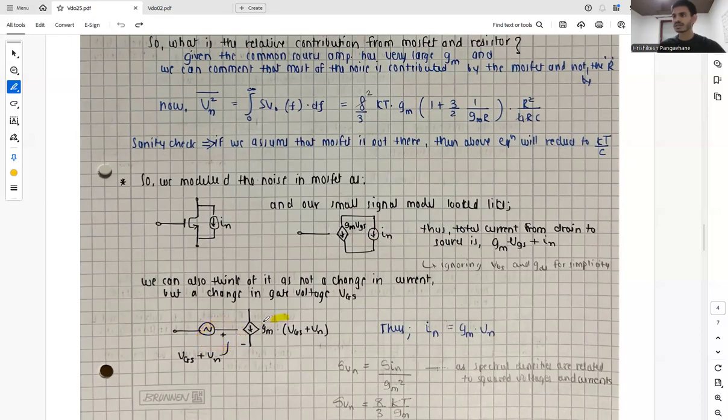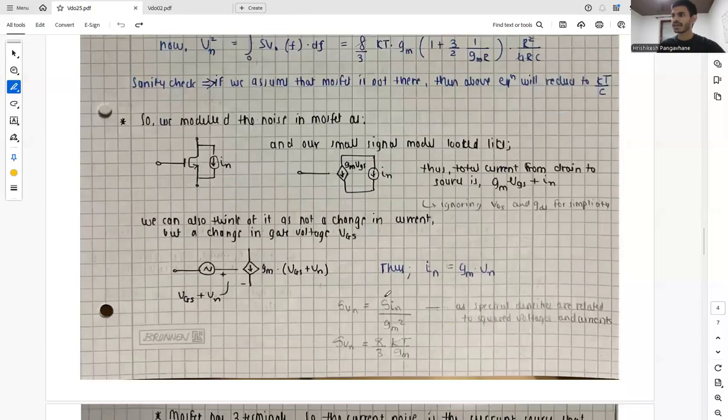So this will give us the current gm times (VGS plus Vn), and if both are pointing at the same concept, then from that we have In equals gm times Vn. That's why our spectral density due to the voltage source is SIn divided by gm squared, as spectral densities are related to squared voltages and squared currents. So that's why our SVn is nothing but 8/3 kT by gm.